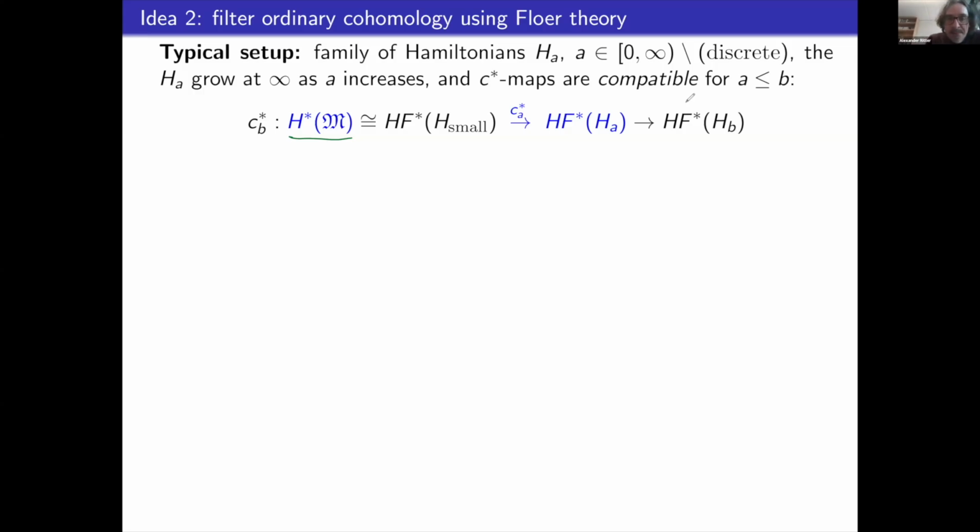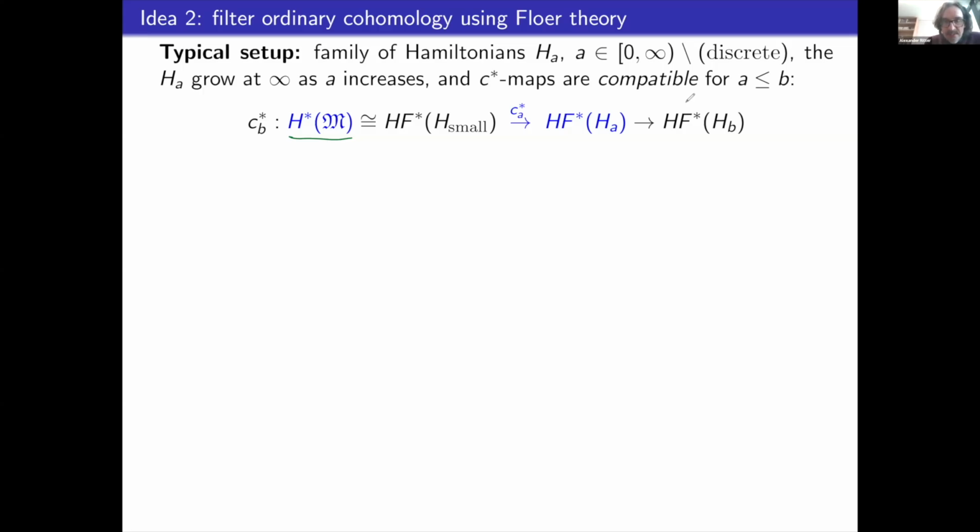So imagine that we have a class x which is in one of these kernels, and what we want to do is show that we can multiply by an ordinary cycle, and this new product will still be in the kernel. And remember, I'm allowed to slightly perturb the value of the slope, so I'm actually going to land in the kernel of this continuation map for a slightly larger slope.